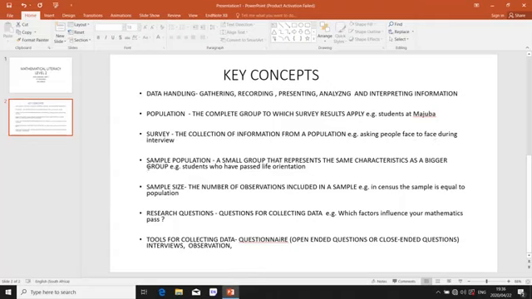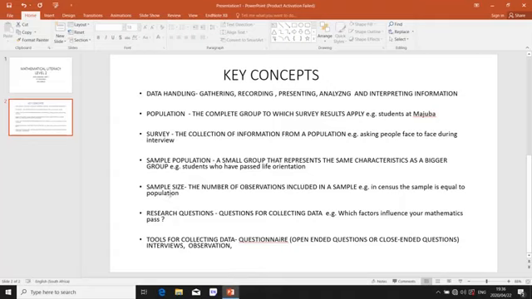And then we go to the fourth concept. What does the sample population concept mean? It means a small group that represents the same characteristics as a bigger group. In other words, there are students that are doing LO, but we are interested in using only the students that have passed life orientation. So that is the sample population, only the group of students who have passed life orientation.